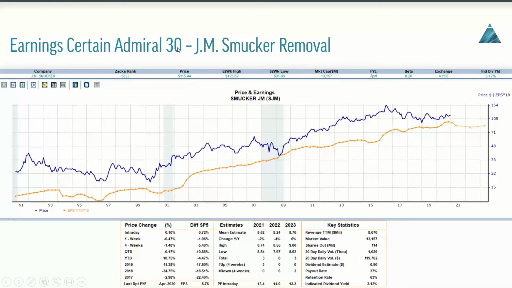When we look at the earnings certain Admiral 30, we look at the removal of J.M. Smucker. And if you recall from the Admiral 30 price and earnings chart that I showed everyone just a minute ago, we actually grew earnings through COVID. And there are two names that contributed most to that earnings growth. We actually pulled growth forward from future years. One of them was J.M. Smucker and one of them was General Mills. And you can see the growth that we experienced here.